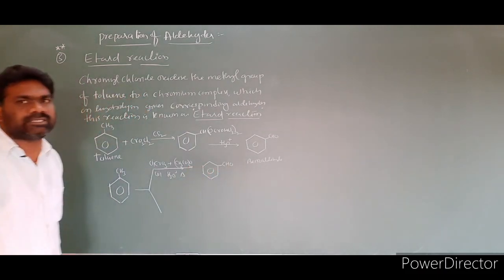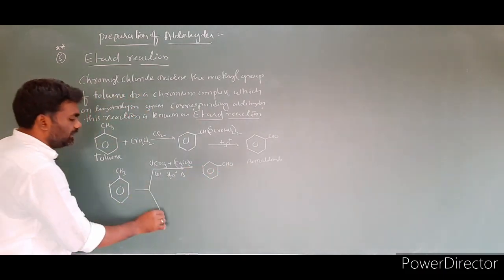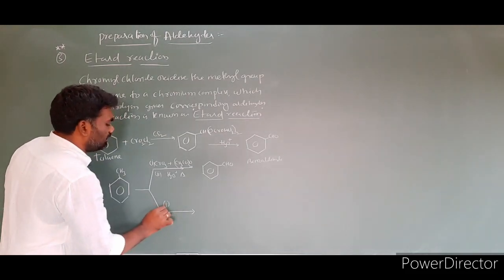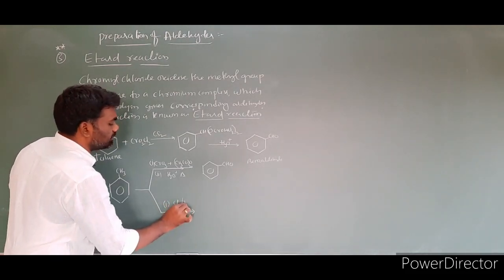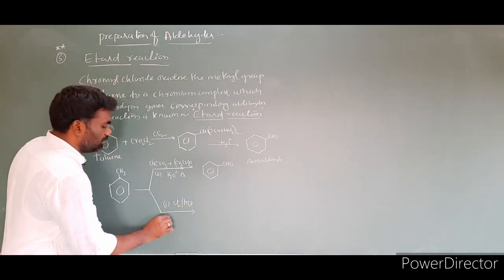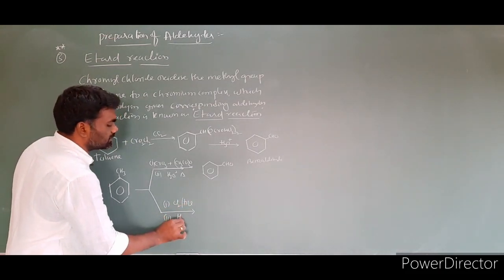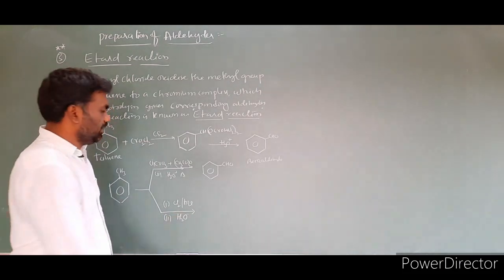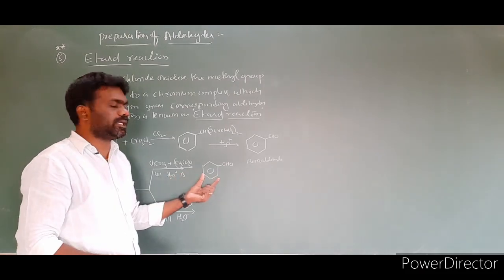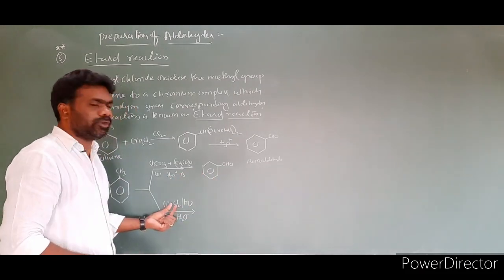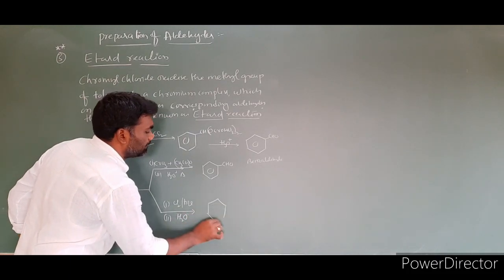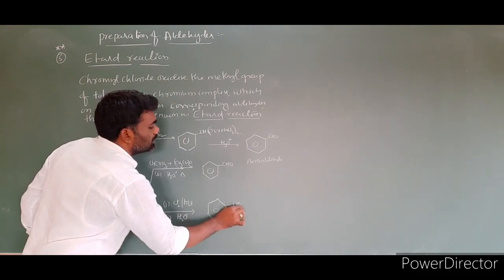Apart from it, there is another alternative method. I am taking Cl2 by HNO, followed by hydrolysis. This is the first step, and one complex will form, and upon hydrolysis the product is aldehyde. In this case also we do chlorination, and upon hydrolysis we get aldehyde. So here also the product is the same.